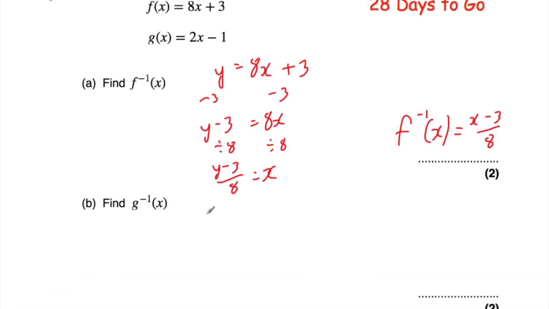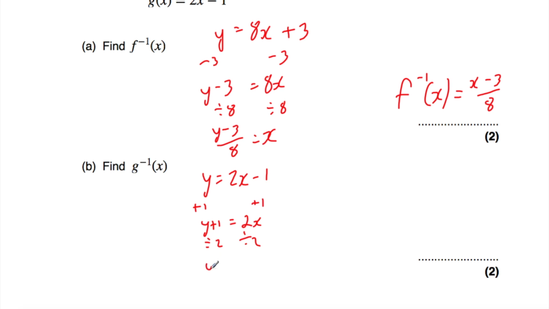Part B, we've got y equals 2x minus 1. We want to make x the subject, so let's add 1 and add 1. So we're going to get y plus 1 equals 2x, and divide by 2 and divide by 2. Then on the left-hand side, y plus 1 over 2 equals x on the right-hand side. So if we replace this y with an x, the inverse function of g is equal to x plus 1 over 2. And if you got those, well done.